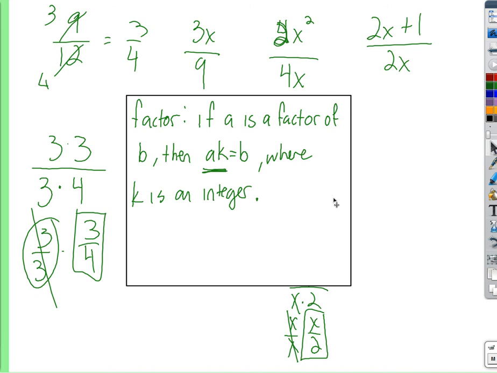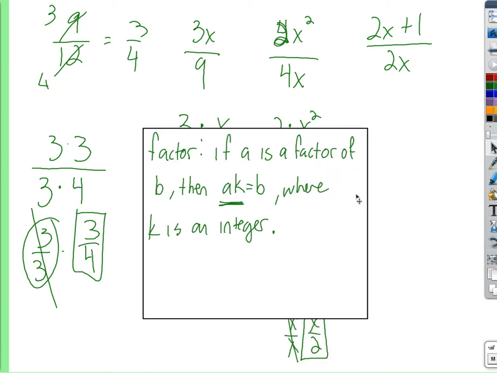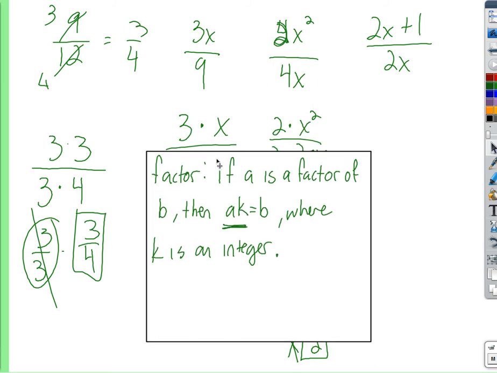We did it with these last few. Can I cancel out this common factor of 3? As long as 3 is a factor of 9 and 3 is a factor of 12, which it is, we just displayed it and we split it apart, and then that factor went away. We did the same here. Is 3 a factor of 3x? Yes, because 3 times x is 3x, so by the definition of a factor, 3 is a factor of 3x. It's a factor of that thing.